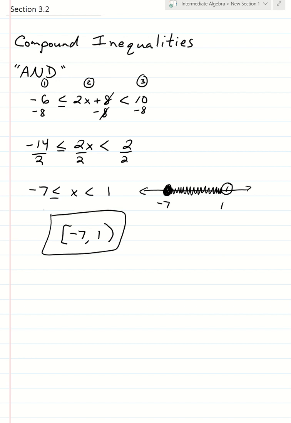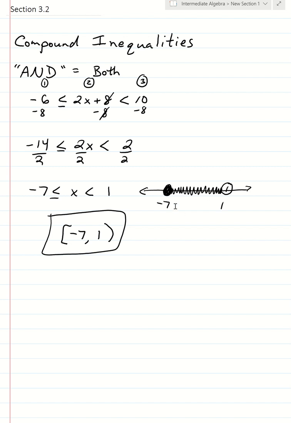So our solution would be the range of numbers from negative 7 to 1. Once again, since negative 7 is part of the solution, we put the bracket. The number 1 is not part of the solution, so that's why we would use the parenthesis. Okay? When we talk about "and," we are looking for the values of x that will satisfy both inequalities.